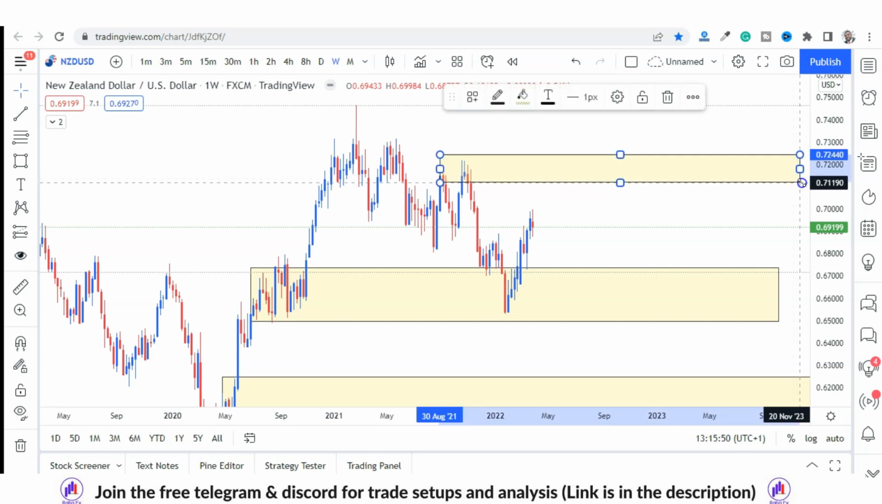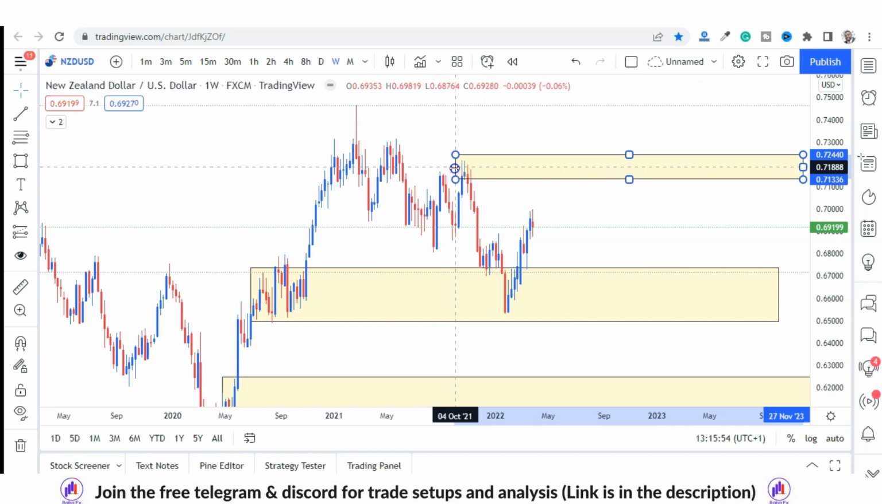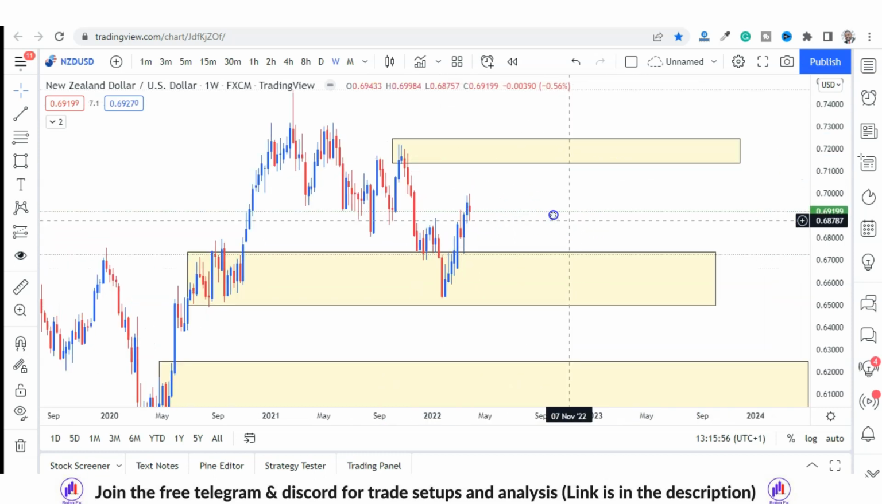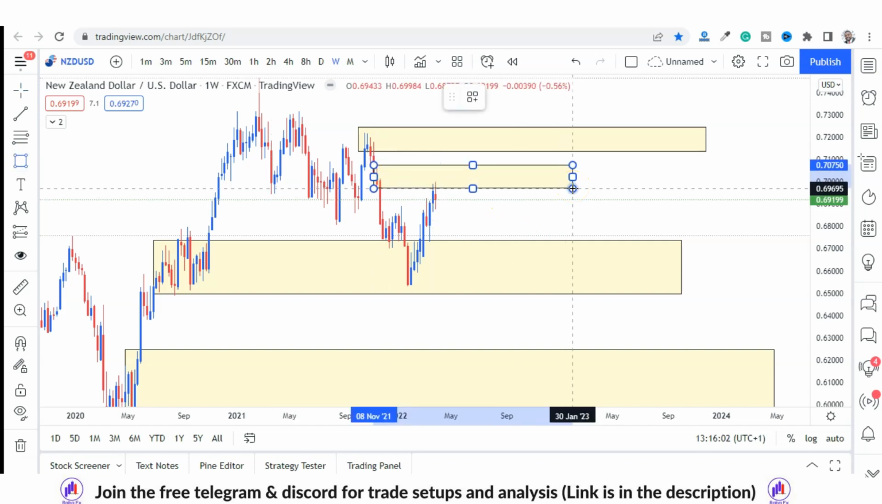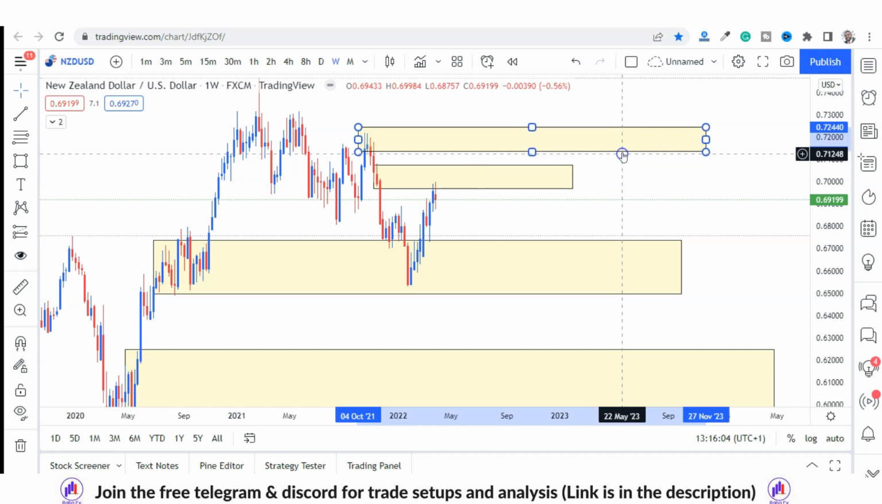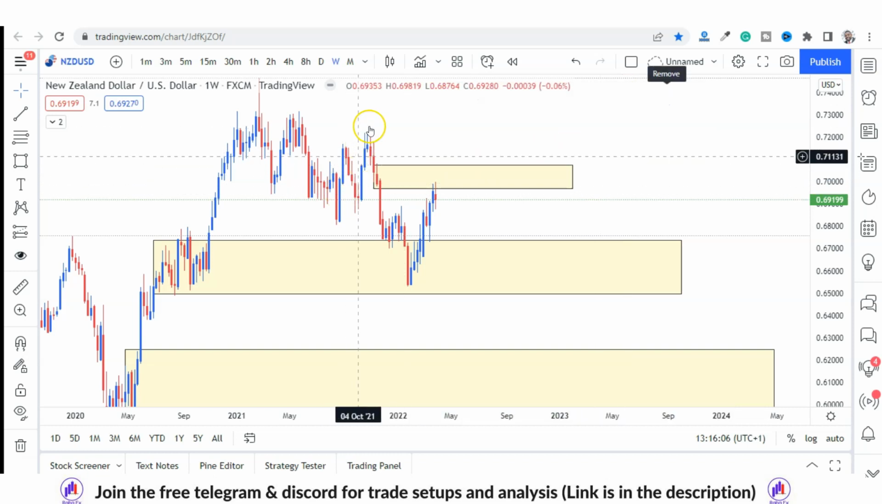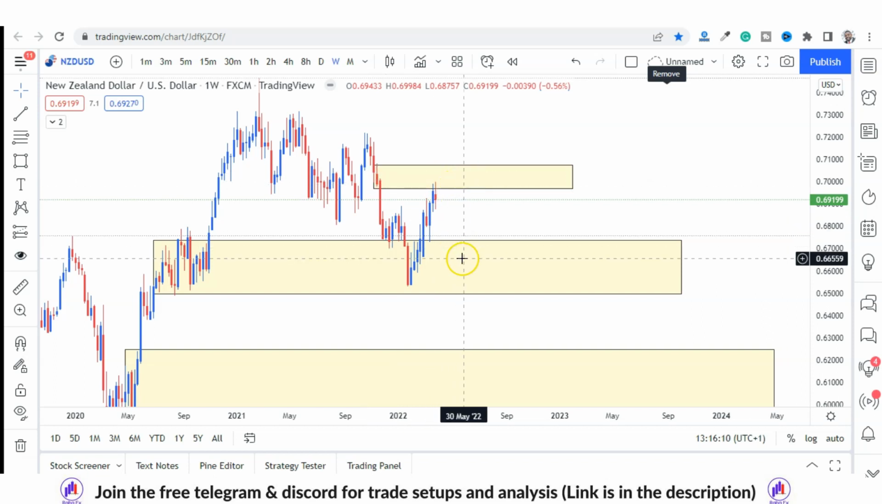So we can identify some sort of supply zones here. Okay, so first of all, we have closed the imbalance. There's no more imbalance in the weekly aside from this, which has been filled. It has been filled. Okay, so we should expect a reaction from here to the downside. So let's look at the daily.